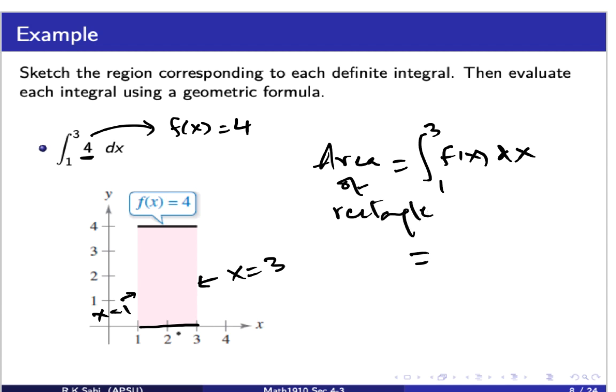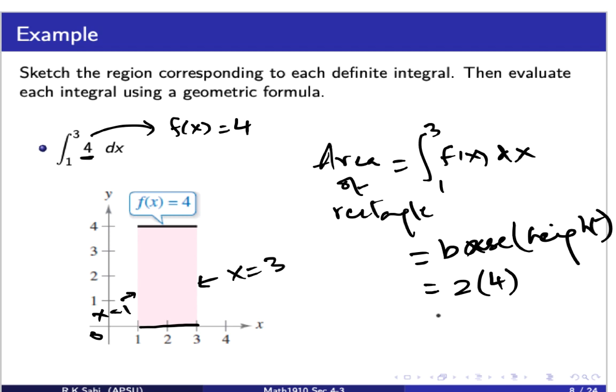What's the area of the rectangle? Base times height. What's the base? It's not 3. It starts from 1 to 3. So the base is 2 units. And the height is from 0 till 4, so the height is 4 units. So the answer is 8 square units, because it's an area. I do not know what the units are, I'm just saying it. Okay, let's look at another example.